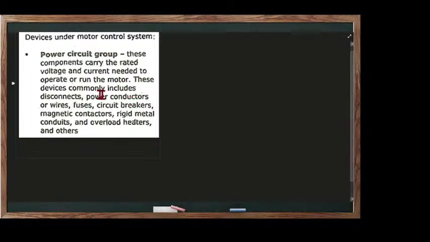So these devices commonly include disconnect switches, the power conductors, so the conductors that are connected to our motor, or wires, fuses, the circuit breakers, our magnetic contactor, then the rigid metallic conduits, the overload relays or heaters, and others.